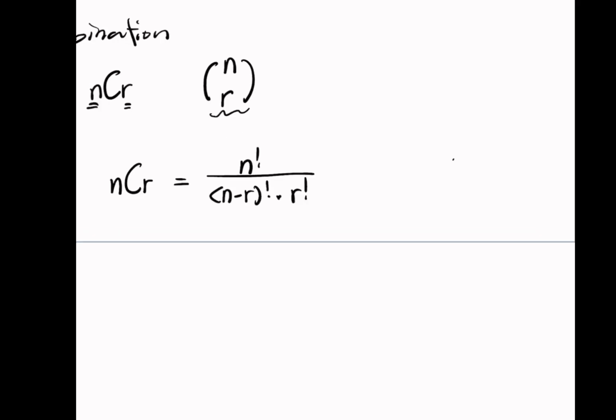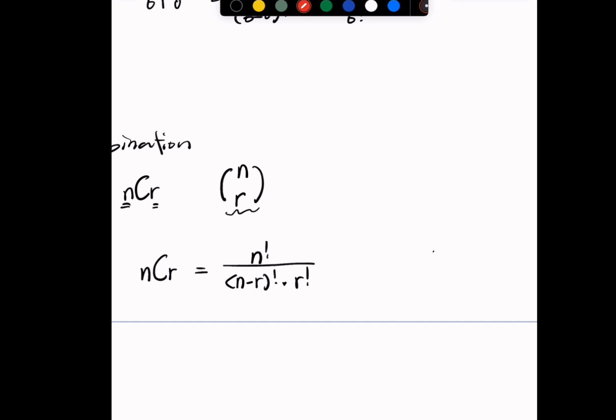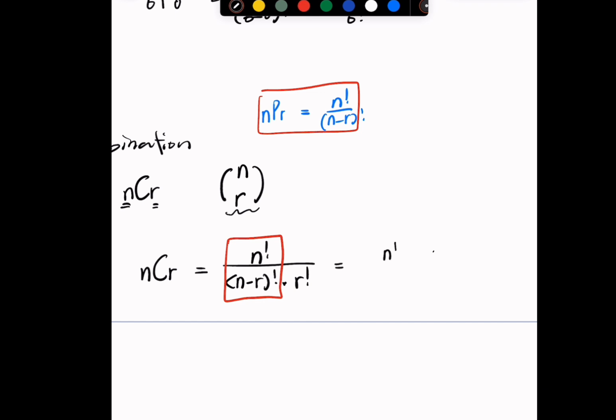Here is a formula for nCr, which looks very similar to the formula for nPr we just learned. Let's review the formula for nPr. We know that nPr equals n factorial over n minus r factorial. And we can see this part looks exactly the same as this part. So we can separate the two parts, which will be n factorial over n minus r factorial times 1 over r factorial. We know this is nPr. So nCr just equals nPr times 1 over r factorial, which is just dividing by r factorial.